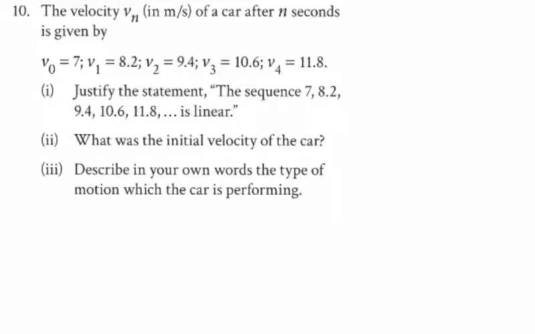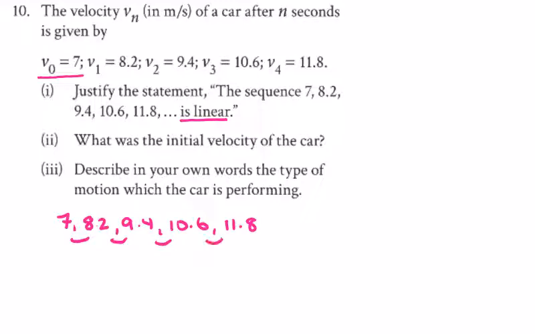Question 10, we're given velocity in meters per second of a car. We're given time 0, 7, 8.2, 9.4, 10.6. These are all going up the same amount. This must be linear. 11.8, and we are asked to show it's linear. So let's just get our first difference. Show it's the same. 1.2, 1.2, 1.2, and 1.2. Same first difference, therefore linear.